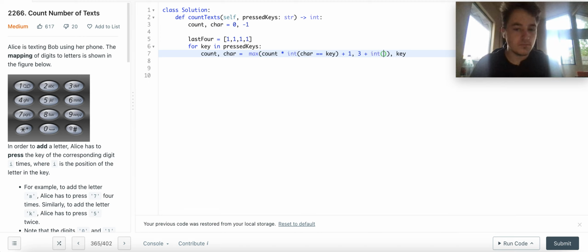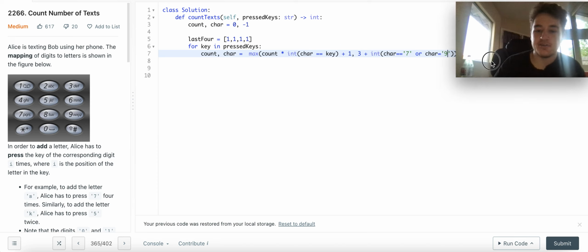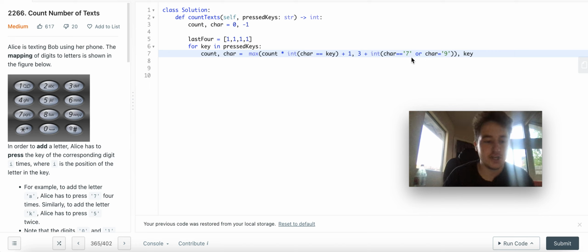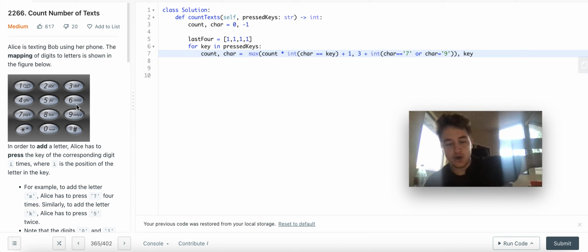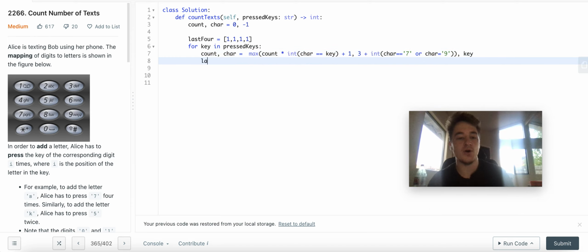And if the character equals 7 or 9, then you get an additional look back, because for 7 or 9, you can look back 4. For every single one, you get 3 past nodes you can look at, except for 7 and 9. So if there's 7 or 9, you get 4. So this will just give you an extra 1. Okay, and then what does that mean? Well, you would then just add up. You would update your last 4.